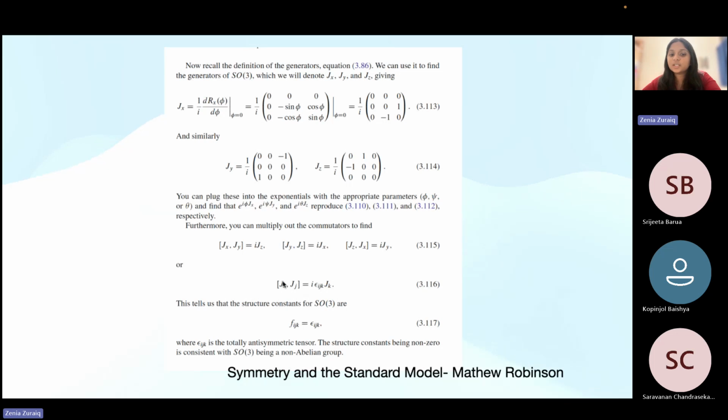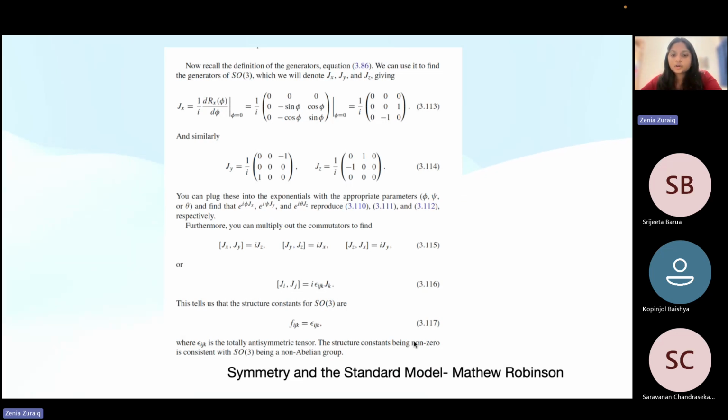So this is very similar to what we know for angular momentum algebra, right? This is basically how angular momentum algebra works, very similar, but with the i. I think the i doesn't come in here. So this tells us that the structure constant is basically the Levi-Civita tensor.